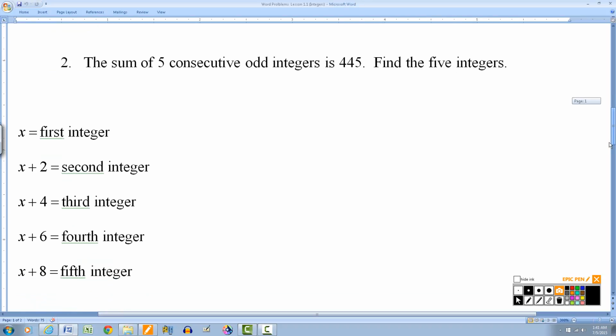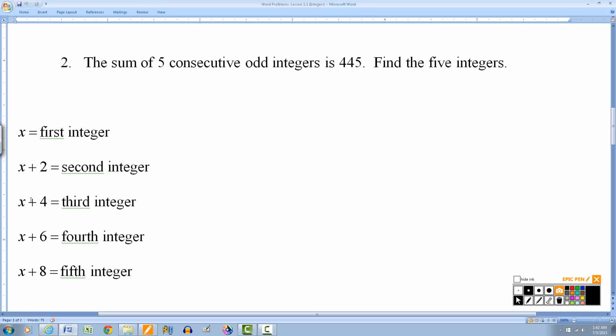Okay. Now, this would be the same sort of thing if it mentioned consecutive even integers. If you're looking at even integers, the same thing would work. You let x be the first integer, and then the next one would be 2 more than that. The next one would be 2 more than that, and so on. And then you would solve this equation.